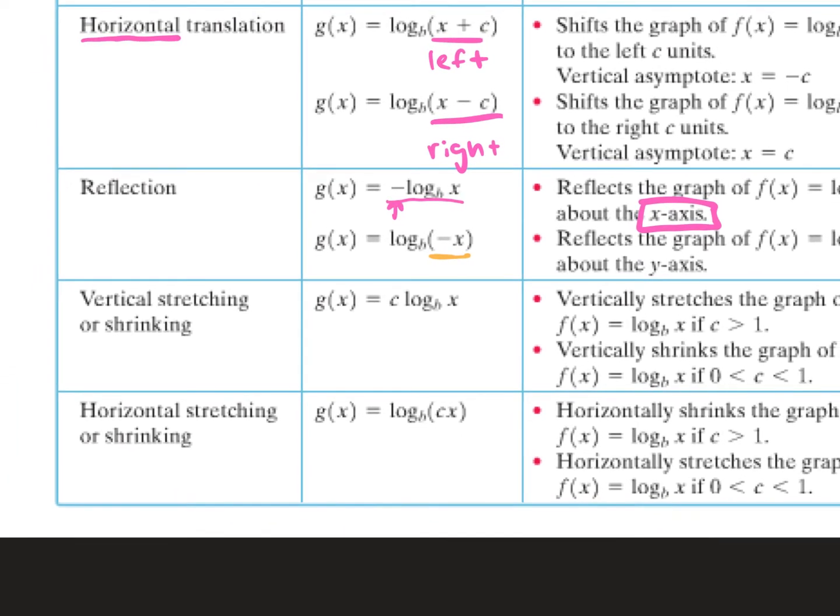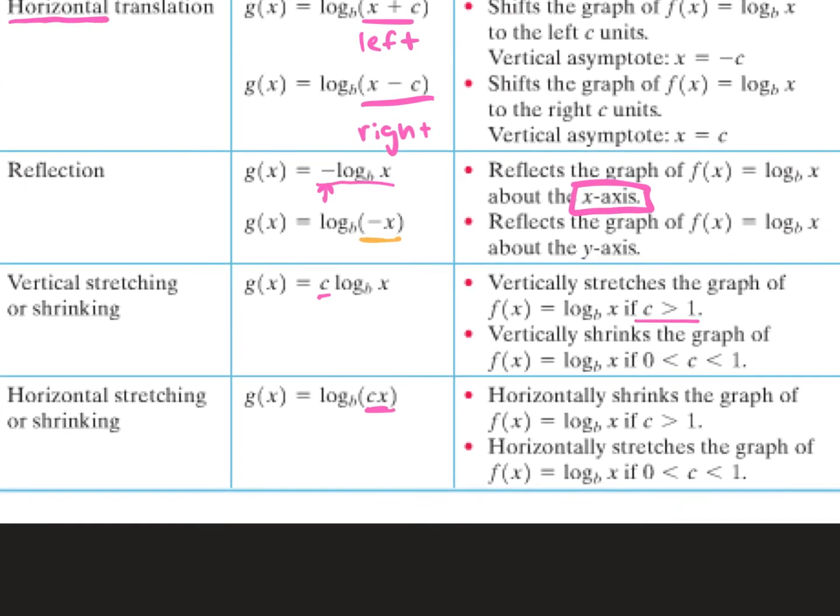And then when you multiply by a number, if it's a number that's greater than 1 on the outside, that would be a vertical stretch or shrink. And then if you have a number being multiplied on the inside, if it's greater than 1, it would be a shrink. So it's the opposite when it's inside. If it's greater than 1, it's a shrink. If it is less than 1 but greater than 0, so a fraction, it would be a horizontal stretch.